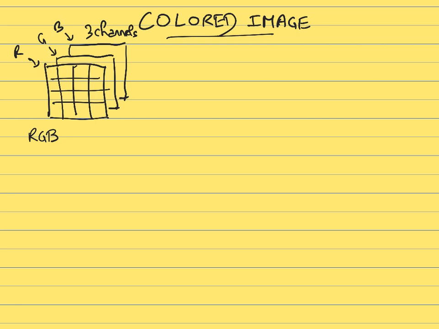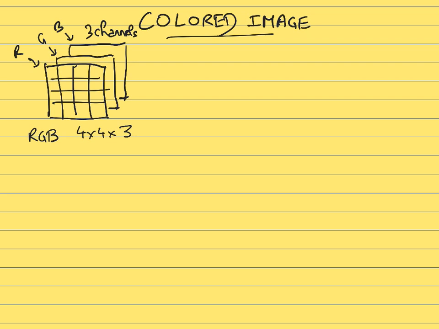So now instead of having a 4 by 4 image, you have a 4 by 4 by 3, because you have a new dimension, which is the channel, and in this case you have 3 channels. So it increases the number of pixel values by a factor of 3 in this case.